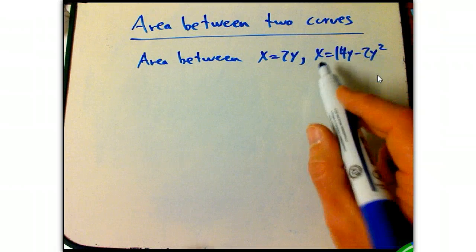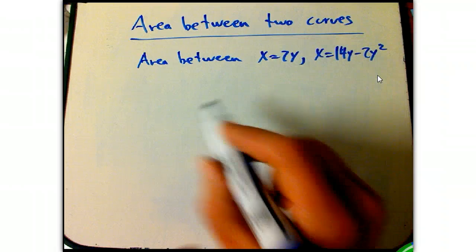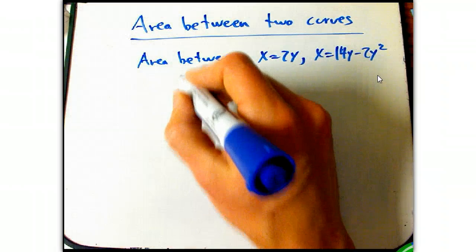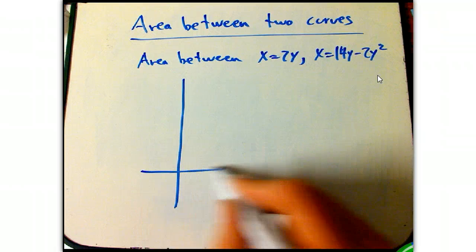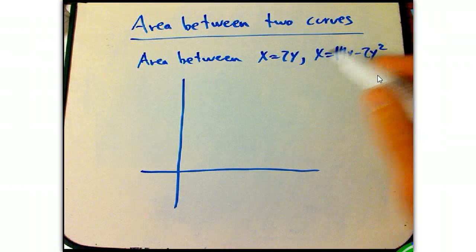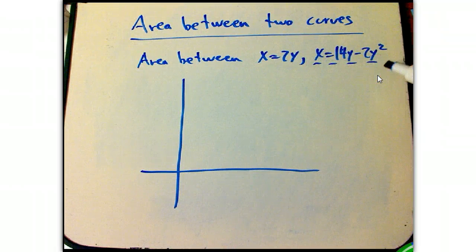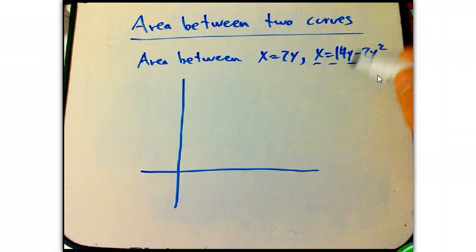If you look, these are given as x in terms of y's. That's a hint that this is going to be a bit different from our usual kind of problem. Well, let's graph these guys. Let me graph this one first because it's a little harder, and that's going to set the scale. We'd like to get some axis intercepts.